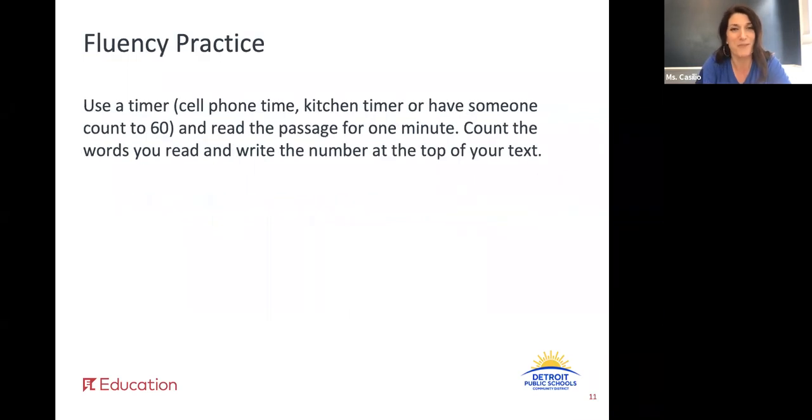And lastly, our fluency practice for the day. I want you to get a timer. You can use a cell phone timer, a kitchen timer, your stove timer, or have someone just count to 60. And read the passage for 1 minute. Count the words you read and write the number at the top of your text. We'll revisit this number later in the week, and I'm excited for you to see your growth.